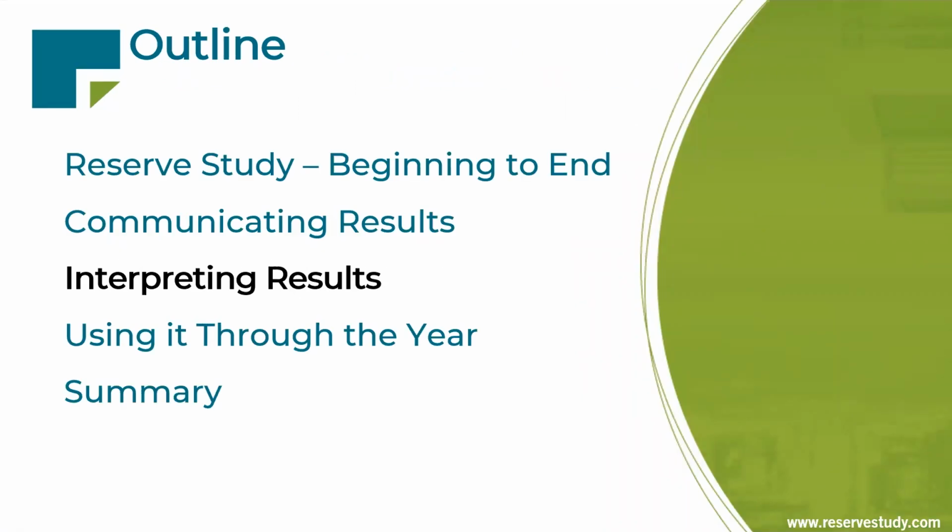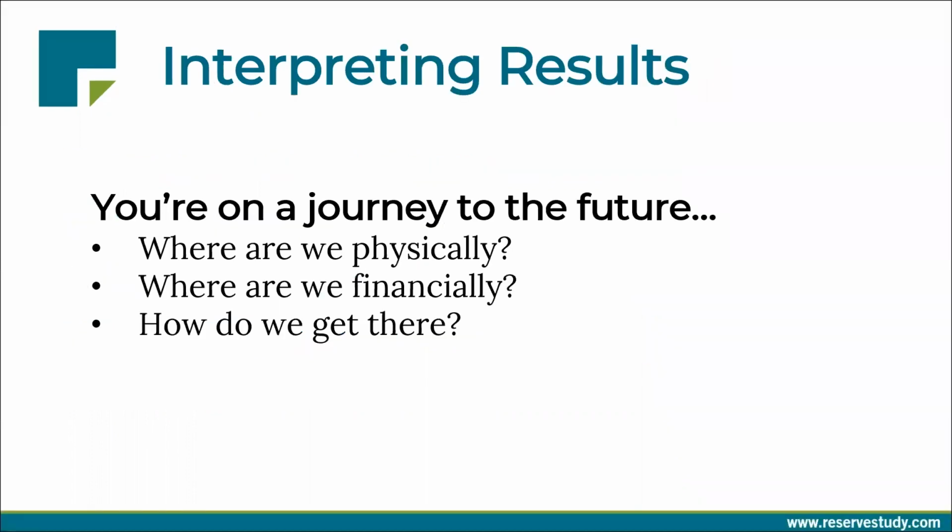Now let's turn towards talking about interpreting the results. We've given you some clues to what to look for in it, clues to communicating the results. Now, let me help you get a good gut feel for how those things come together and what they really are saying. So, think of it like this. You're on a journey to the future. I alluded to this earlier. Where are we physically? Where are we financially? And how do we get to the future? How do we get there?